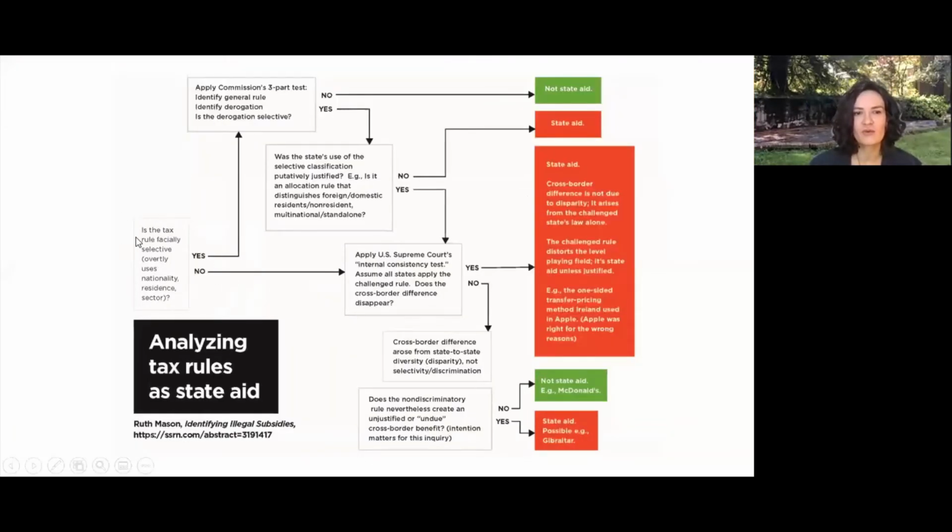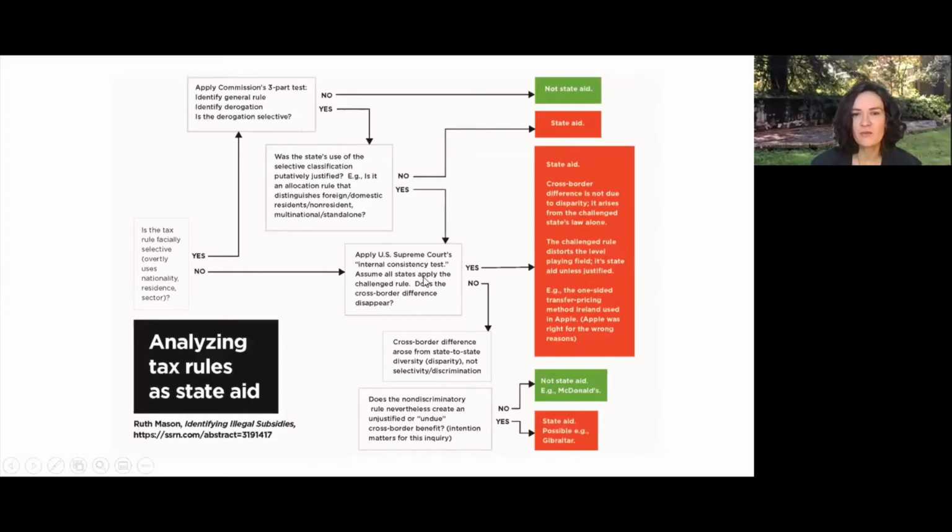So it would start here. Is the tax rule facially selective? If yes, then that's easy. Now we're in the easy cases, right? Apply the three-part test. Identify the rule. Identify the derogation. Is the derogation selective? No, not state aid. But if yes, was the state's use of the selective classification putatively justified? Is it an allocation rule that distinguishes foreign and domestic residents and non-residents? If no justification, then it's state aid.